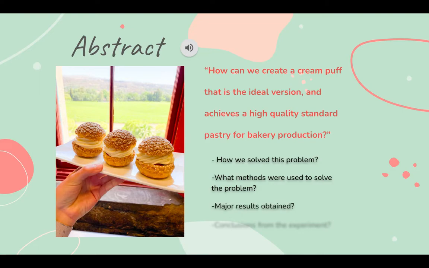Lastly, what were the major results obtained? Overall, the research that we conducted left us with a finalized cream puff that we felt embodied the ideal cream puff, which included an airy structure, a fluffy cream filling, a thick crust, and it being golden brown, nicely cooked. And this also meant a high quality standard for any bakery production or bakery group.